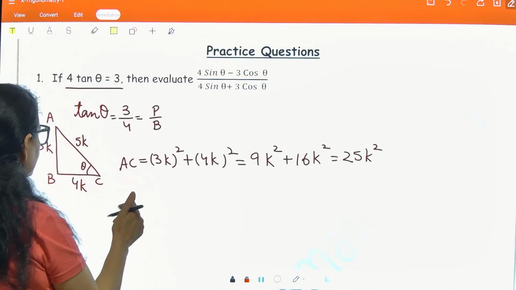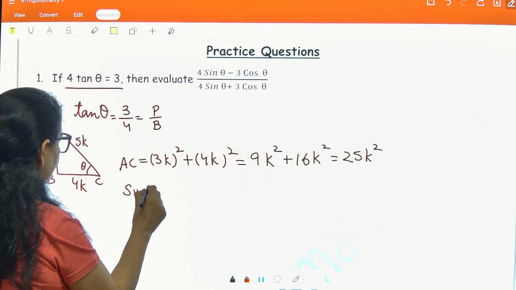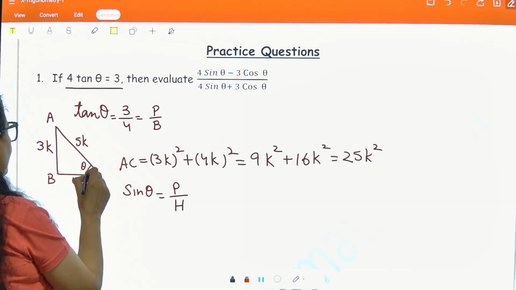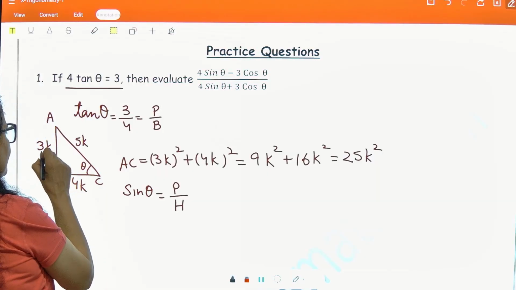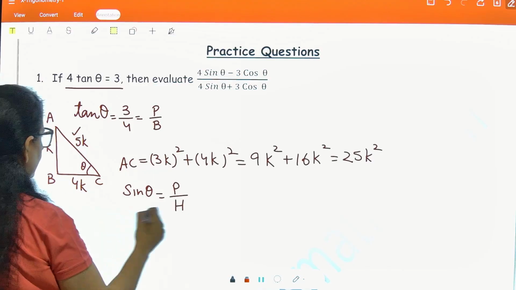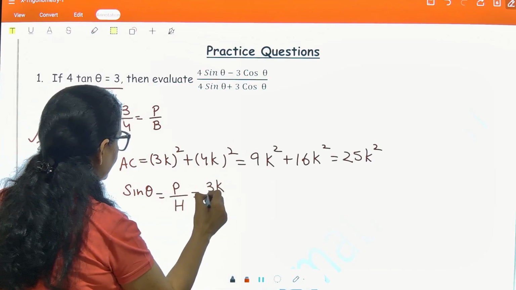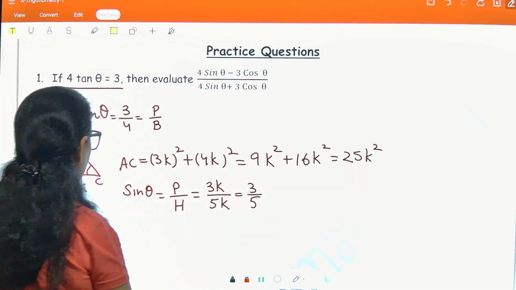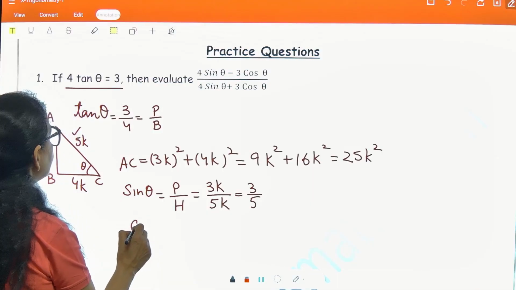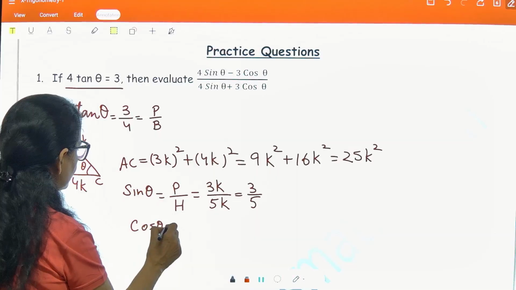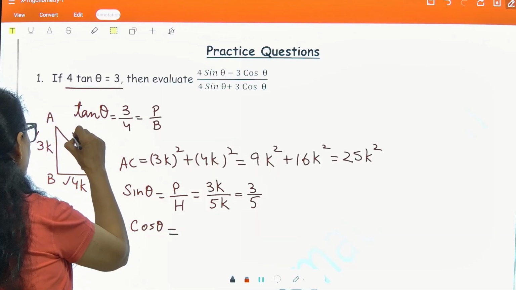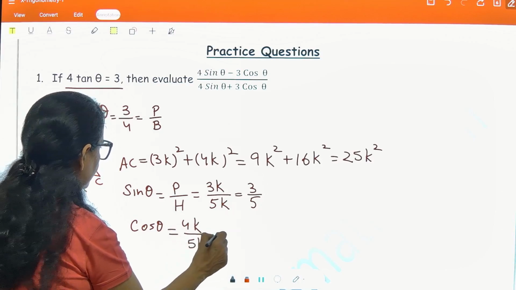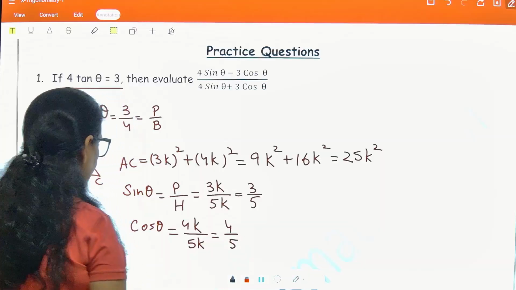What is sine theta now? What is the value of sine theta? Sine theta is P upon H. So where is P? With respect to theta, P is here and hypotenuse is here. So it is going to be 3k upon 5k, and that comes out to be 3 by 5. What is cos theta? We need cos theta also. Cos theta is base upon hypotenuse. So it is going to be 4k upon 5k, and that is 4 by 5.